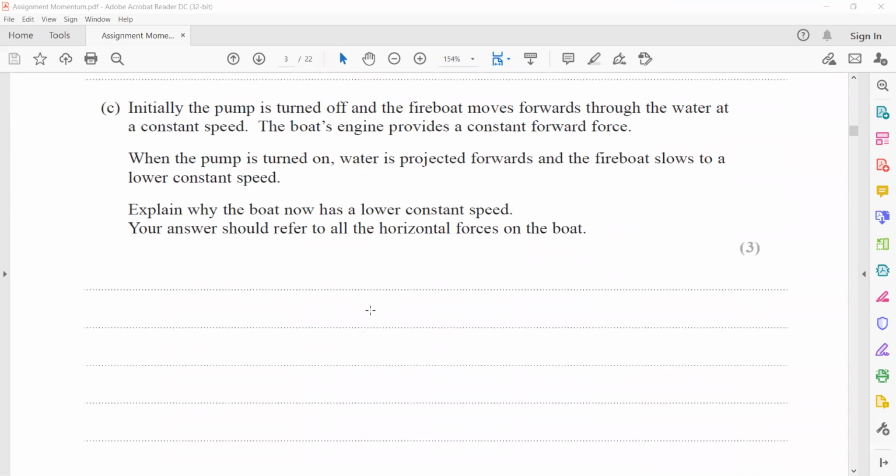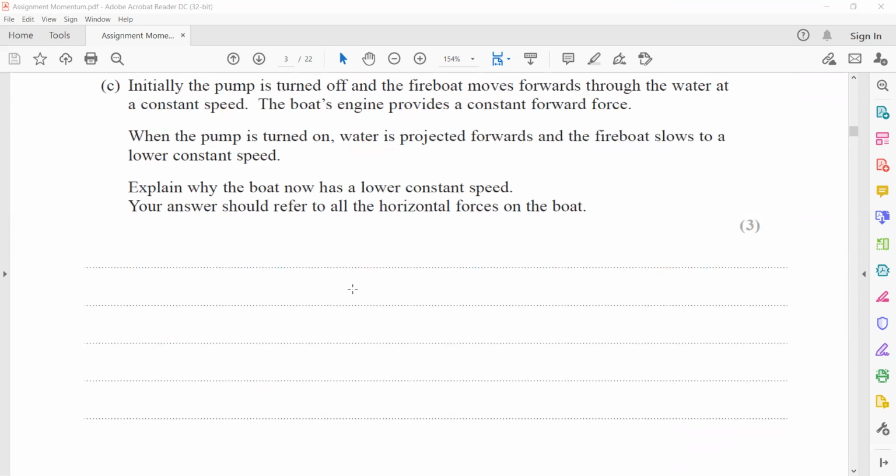In part C, initially the pump is turned off and the fireboat moves forward through the water at a constant speed. So initially the pump was not working and the fireboat was moving with a constant speed. The boat engine provides a constant forward force. When the pump is turned on, the water is projected forward and the fireboat slows down to a lower constant speed. Explain why the boat now has a lower constant speed, and your answer should include reference to all horizontal forces on the boat. Initially the boat was moving at a higher constant speed, but when the pump is operated, it is moving at a lower constant speed.